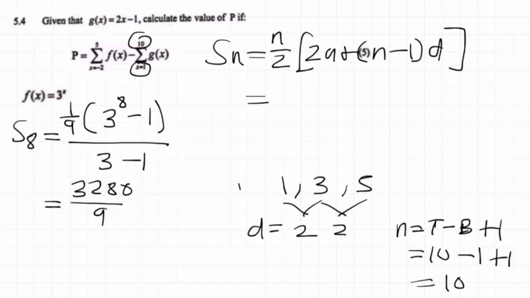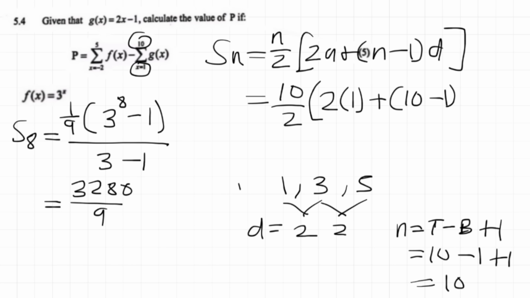So this is the formula for this one. The number of terms is 10 divided by 2, times 2a, which is 1, this is easy, plus the number of terms, 10 minus 1, times the difference, which is 2. Then bigger brackets, and if you punch this in your calculator, you're going to get 100.